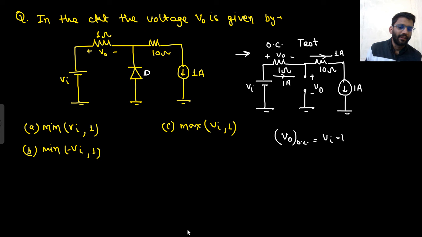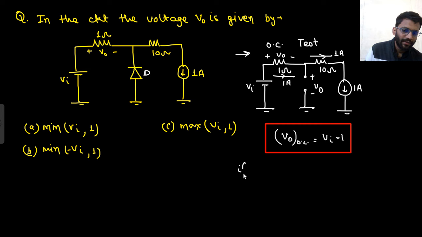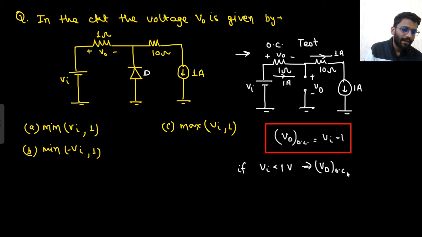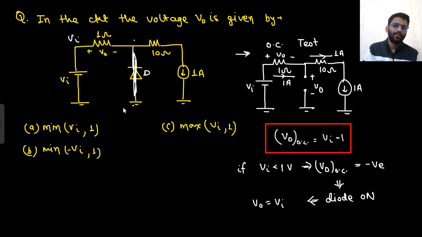Now what do you see? If Vin is less than 1 volt, that means VD open circuit will be negative. And if VD open circuit is negative, that means the diode will be on. And if the diode is on, tell me what will be the potential of V naught? That will be equal to Vin only. I explained to you, right? If the diode is on, this potential will be 0, this potential will be Vin. So V naught is equal to Vin.